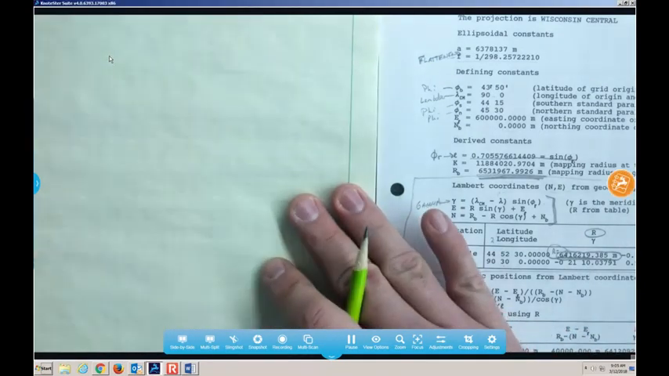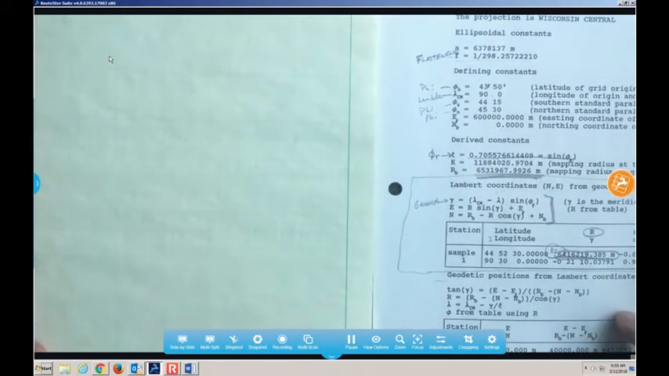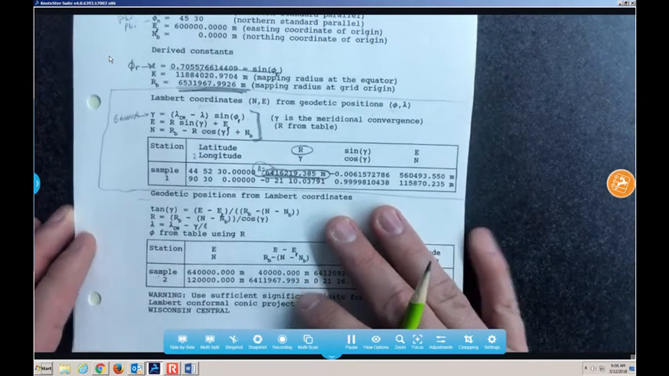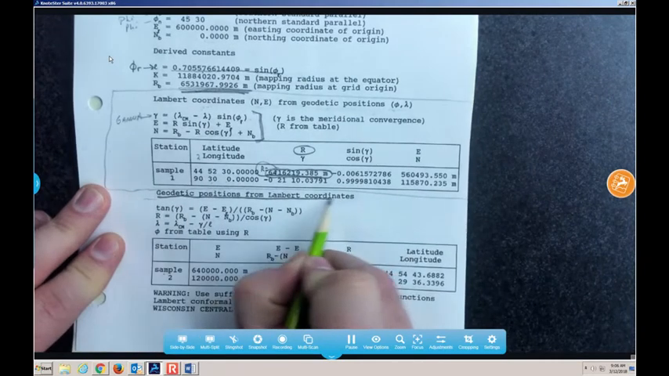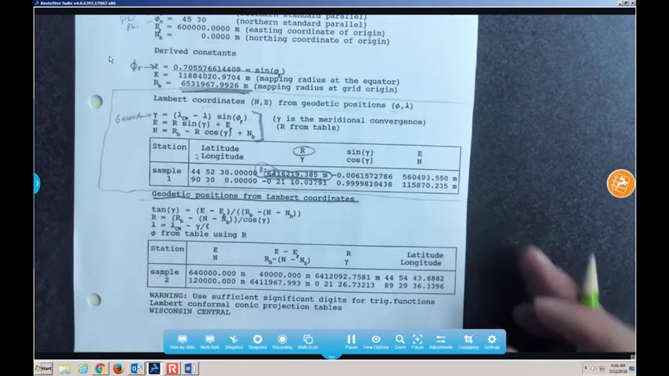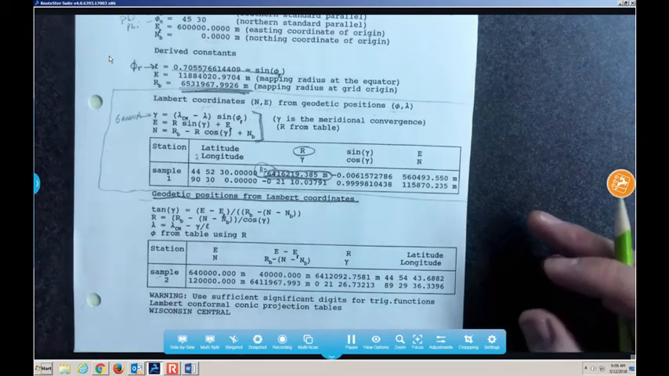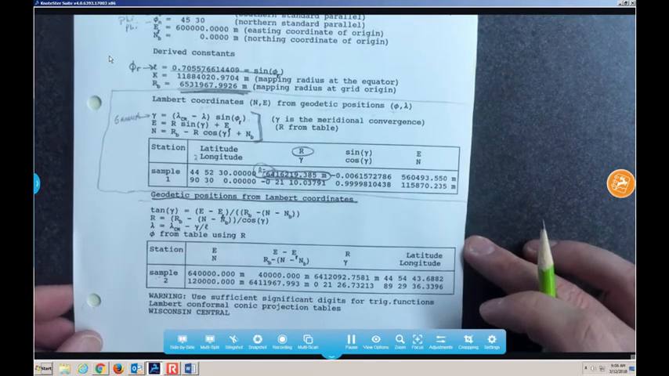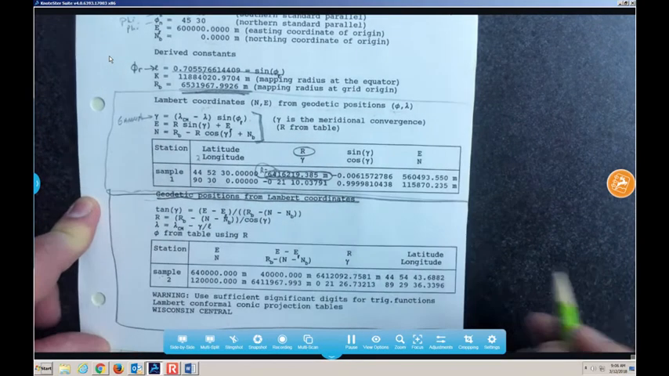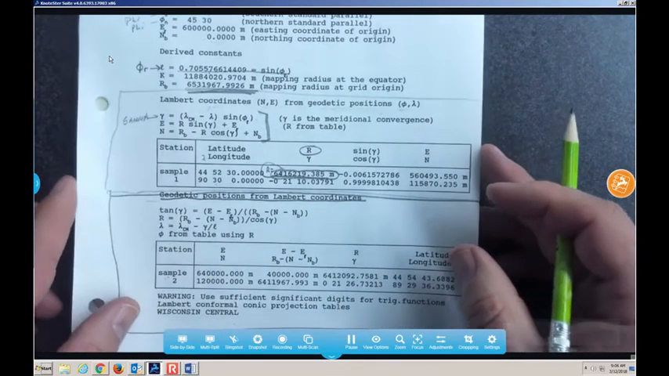Alright, so let's tackle the next one. And you guys will be able to rock and roll on homework and get this going so that we have time. So this next one we're going to talk about is the geodetic positions from Lambert coordinates. So we're going to solve from northings and eastings and go to latitudes and longitudes. So we're going to do this problem here. I'm going to use these numbers off of here again for an example.